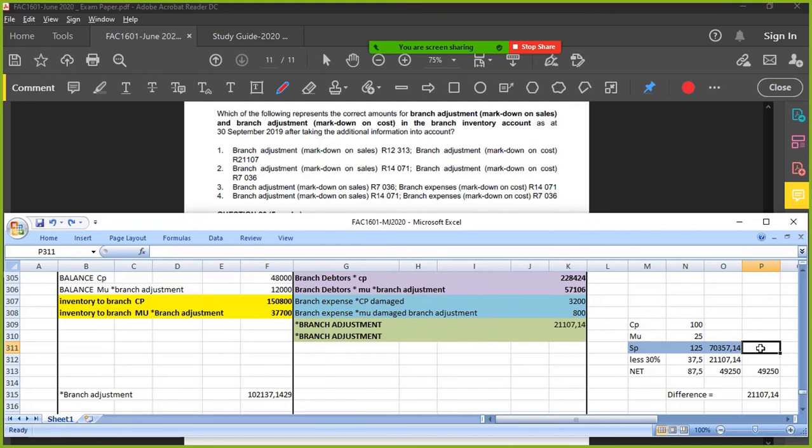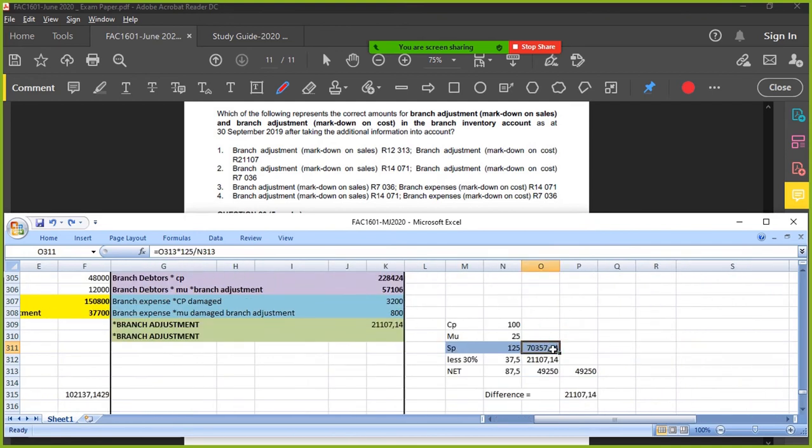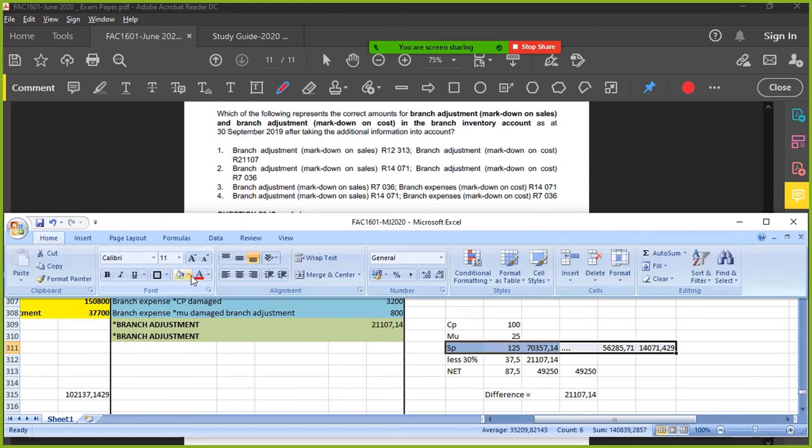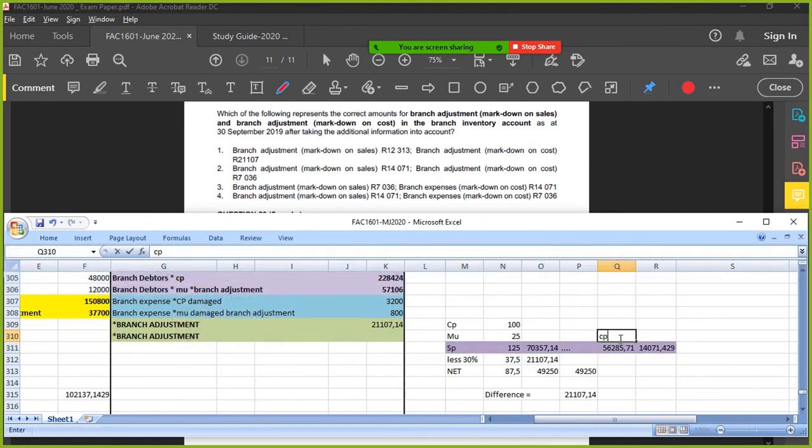So in actual fact, this figure is representing cost plus markup. Okay. So this figure times 100 divided by 125, and this figure times 25 over 125. Okay, there we go. All right, that gives me 14,071. Okay, so if I'm looking at the selling price, this is the cost, this is the markup. Okay, what did we show? We showed the net. What was the net? The net was 49250. Do you agree? Yes.